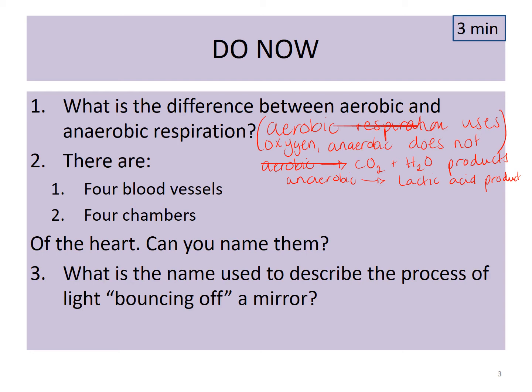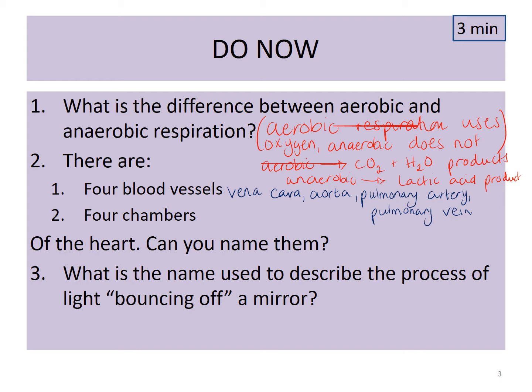Question number 2. There are 4 blood vessels and 4 chambers of the heart. Can we name them? I think we can name them. I'm just going to use a pen in a different color for that one. So your 4 blood vessels: we have the vena cava, we have the aorta, so that's a vein and an artery, then we have the pulmonary artery, and we also have the pulmonary vein. Well done if you got those ones correct.